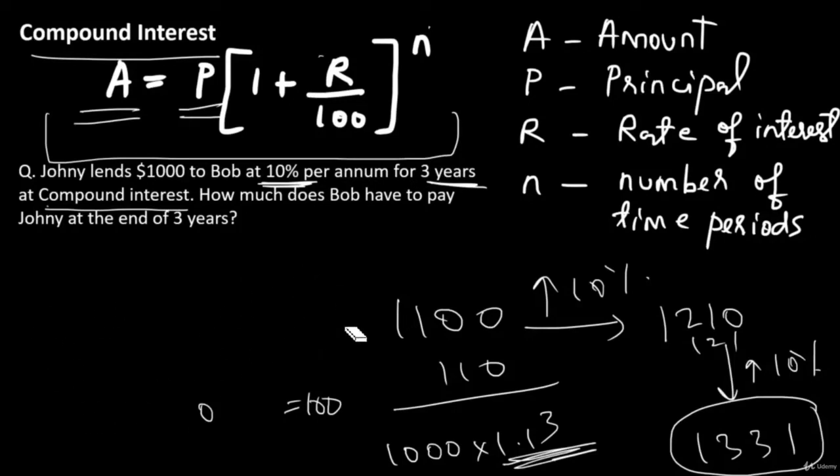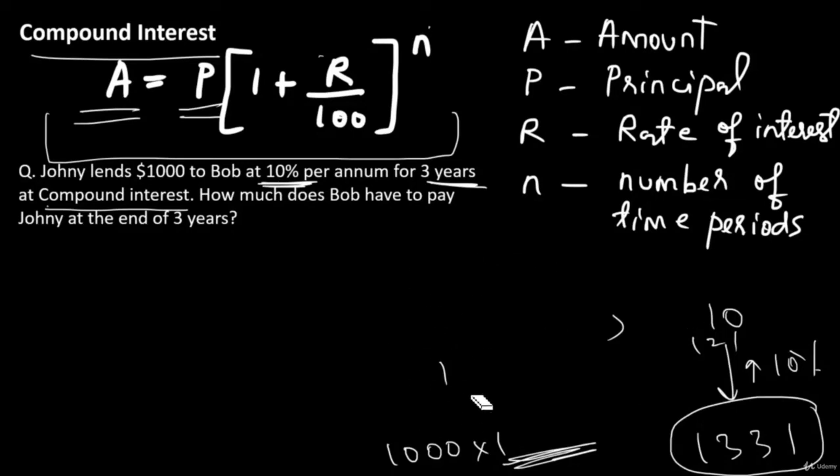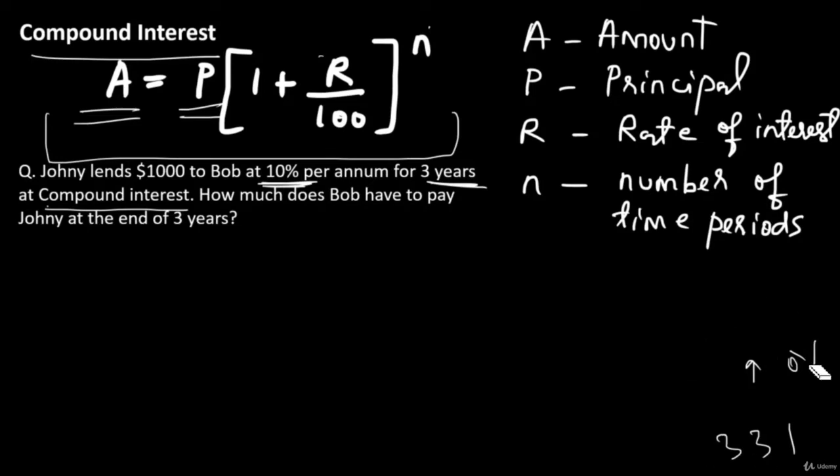It's good to know the formula. That's why we're discussing it. All right, now let's go ahead. We have the formula over here. A is equal to P into 1 plus R by 100 to the power N. All right, so again, the formula is based on multiplying it with 1.1 only.